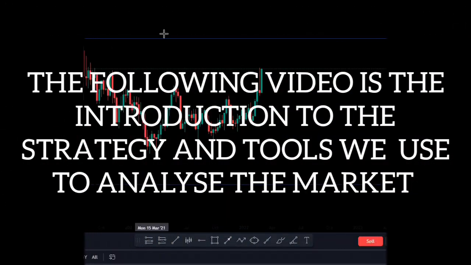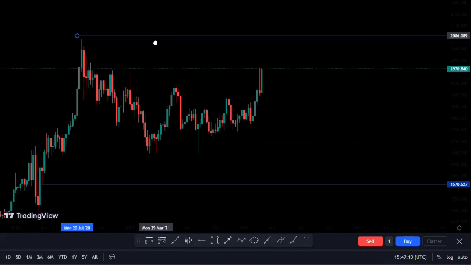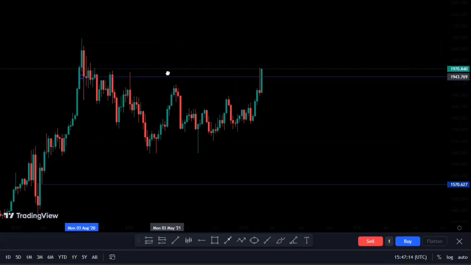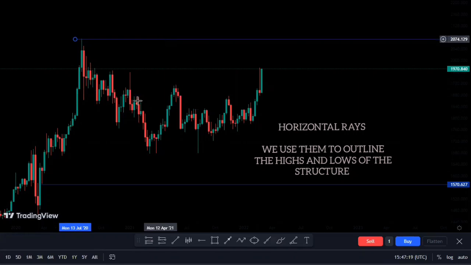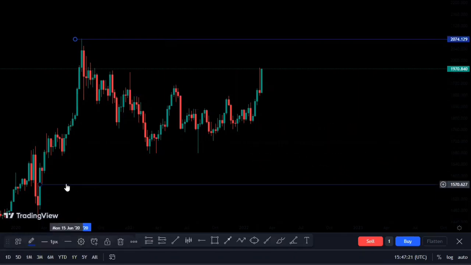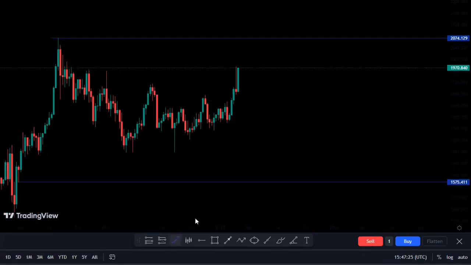So from here, we can see the horizontal rays, we only use them to outline the highs and the lows of the structure. We don't use them to cater for the sensitive levels or the sensitive zones. We only use them to highlight the highs and the lows of the structure. So this is another low here of the structure. And we also use what? Trend lines.